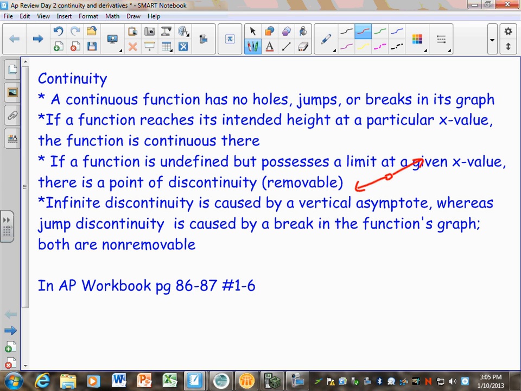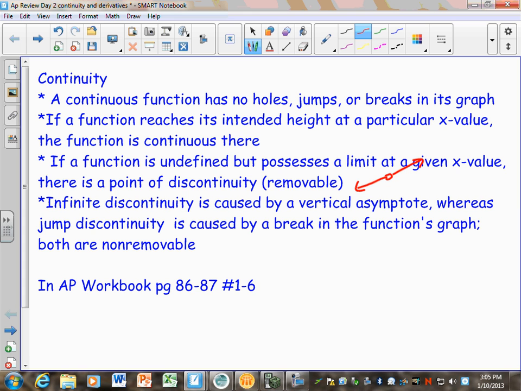Remember, we defined that a removable discontinuity is a discontinuity that you could fill in with one little dot to make it continuous. It's not a jump, it's not a break, it's not an asymptote. That is non-removable discontinuity, which is the last thing here. Infinite discontinuity is caused by a vertical asymptote. Jump discontinuity is caused by a break in the function, and both of those are examples of non-removable discontinuities.